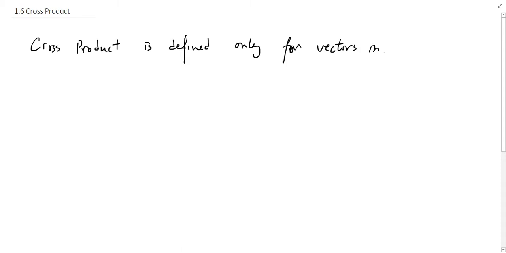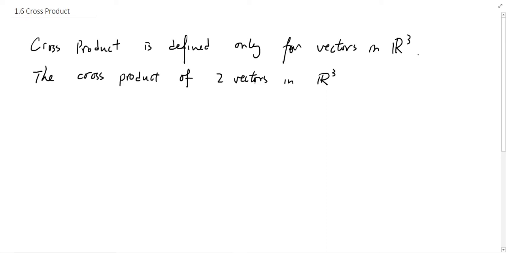1.6 talks about something called the cross product. So what is a cross product? Let's start with the following. A cross product is defined only for vectors in R3. And what it does is this: the cross product of two vectors in R3.